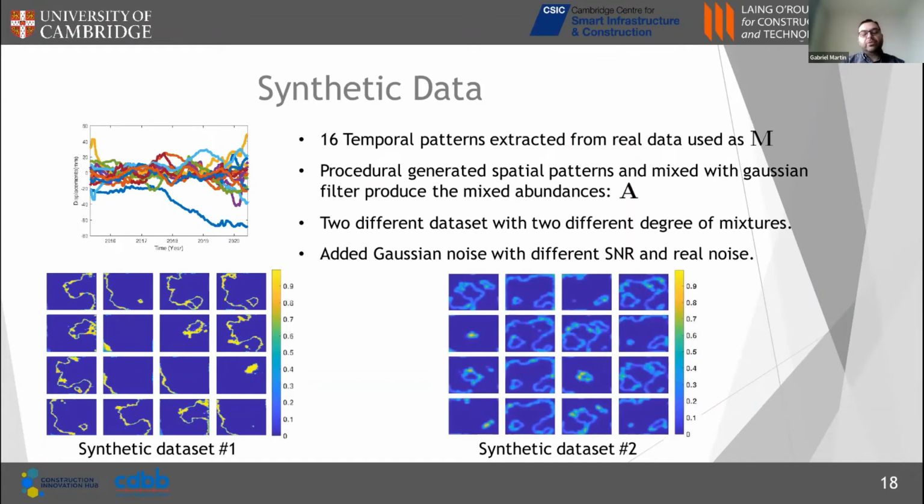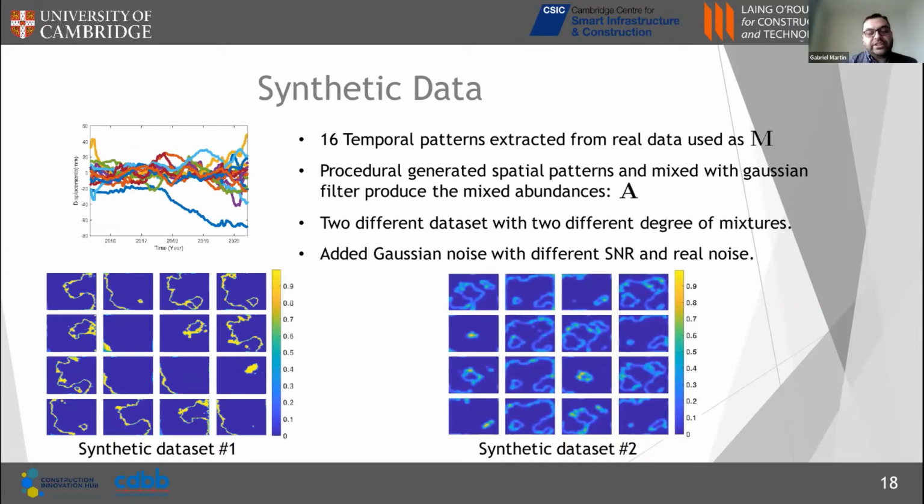At the bottom, you can see the two different scenarios. On the left hand is the synthetic dataset one. In this scenario, the mixtures are much lower. You can see that there are places where each of the images corresponds to each of the different patterns.